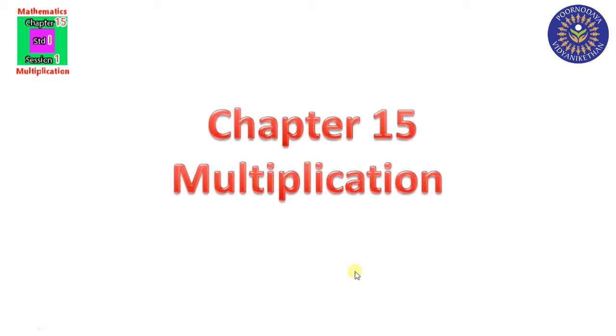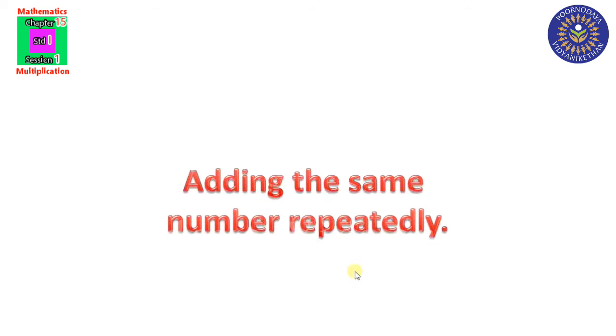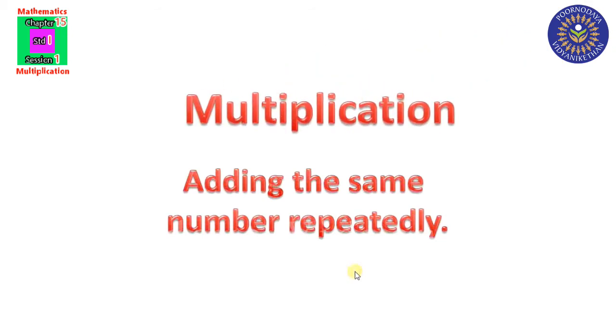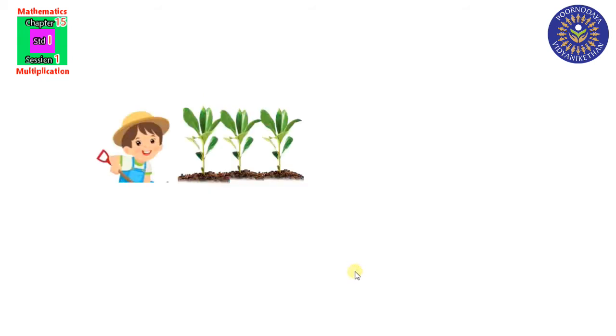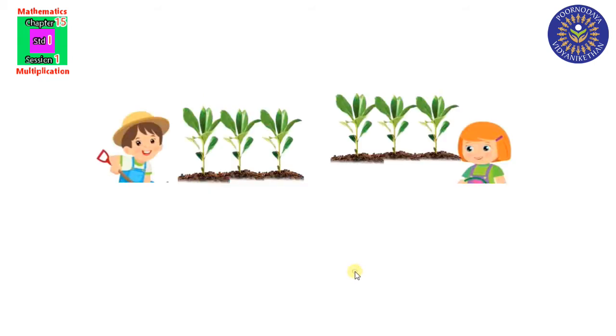Listen carefully. Multiplication means adding the same number repeatedly. What is multiplication? Multiplication means adding the same number repeatedly. Look here. First, Tinu planted 3 trees. Tina also planted 3 trees. So, 2 times 3, that is 3 plus 3. We added 3 repeatedly, 2 times. 3 plus 3 is equal to 6. Here we added 3 2 times.